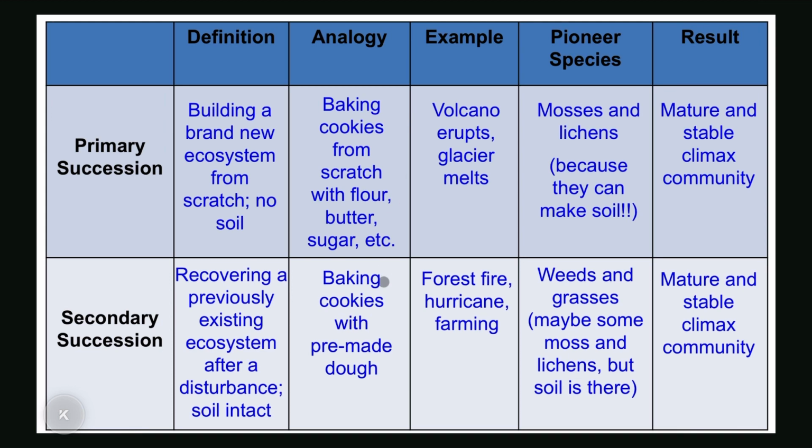Secondary succession is like baking cookies with a pre-made dough. It takes less time because I already have the dough made. So in this case, the dough is referring to the soil. Because secondary succession starts off with soil, it's going to take less time because the soil is already there.